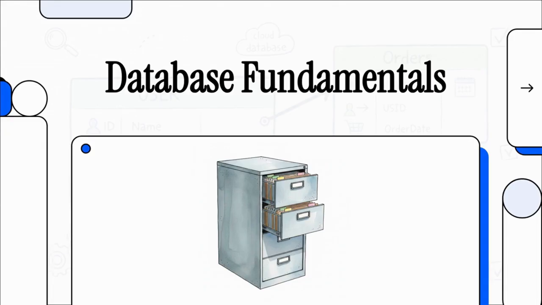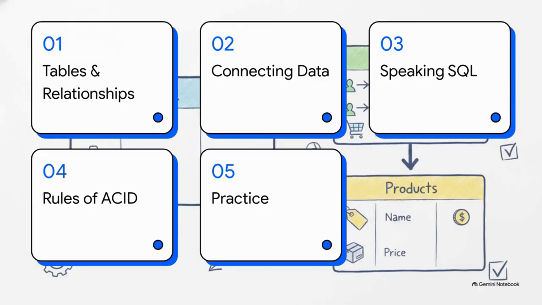So let's get into it. Here is our roadmap for today's explainer. Think of it as our blueprint to building a high-tech data vault. First up, structuring data with tables and relationships. Second, connecting that data. Third, speaking SQL. Fourth, the ironclad rules of ACID. And finally, some hands-on practice.